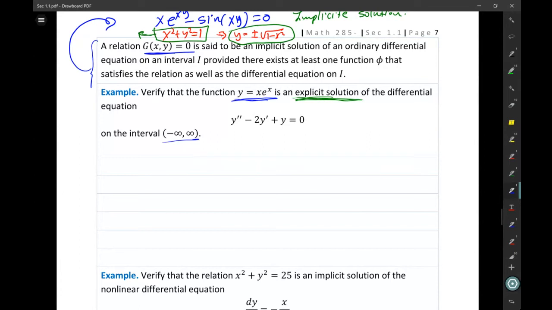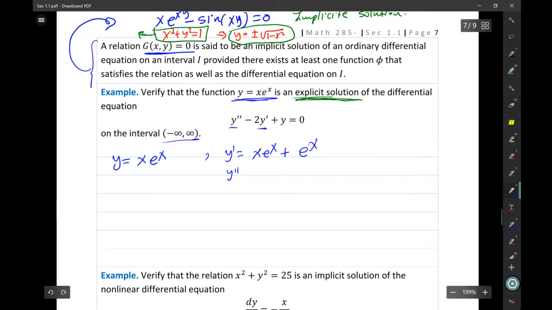The differential equation contains y double prime minus 2y prime plus y. Here y is equal to x e to the power x. Now you need to find y prime and y double prime. Y prime is: the first times the derivative of the second, here you have to use the product rule, x e^x plus the second times the derivative of the first. Now y double prime: again, x e^x plus e^x plus the derivative of e^x, which is e^x, which is e^x times (x plus 2).